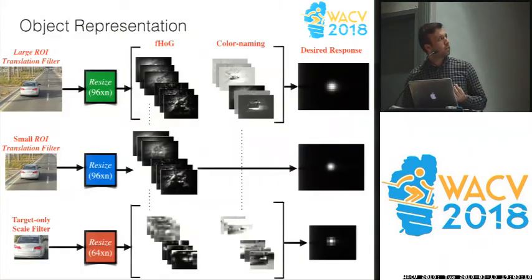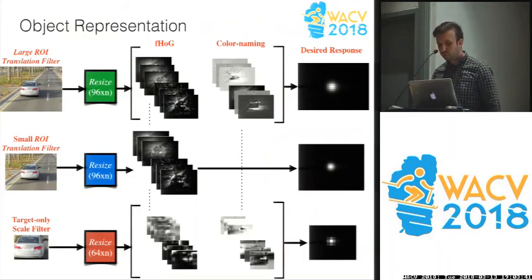This is the way we represent the objects in different correlation filters, because we have this freedom in each correlation filter. In the first one, since we focus on a larger area, we concatenate HOG features with color naming features. In the second one, we only use HOG features. For the scale filter, we focus on the target-only area, and we concatenate color and HOG features, because the scale update is very important.